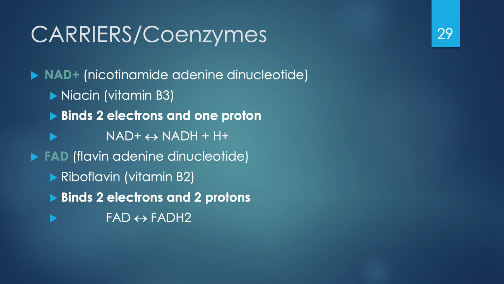So these two coenzymes, which are also known as carriers, NAD+ and FAD, are both going to be responsible for transferring over electrons, and they're going to do it slightly differently. NAD, or nicotinamide adenine dinucleotide, is going to be able to bind 2 electrons and 1 proton. Now contrast that with FAD, the flavin adenine dinucleotide, which is riboflavin or vitamin B2, which is able to bind 2 electrons and 2 protons. So FAD can do a little bit more heavy lifting than NAD+, but they're both still very important coenzymes in this process.